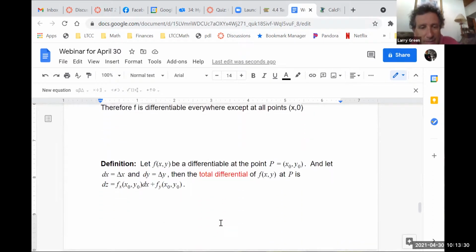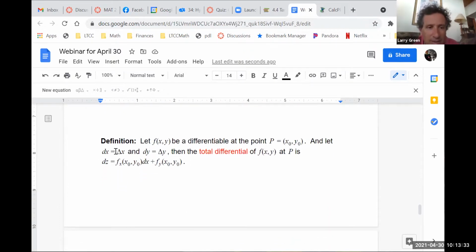Okay, we don't have a lot of time, but I have one last little thing to talk about. It's no big deal. And that is, if f is differentiable at a point, then let dx equal delta x and dy equal delta y. Then the total differential of f of xy at a point is dz equals f sub x of x naught y naught dx plus f sub y of x naught y naught dy. So it's just a definition. It's called the total differential.